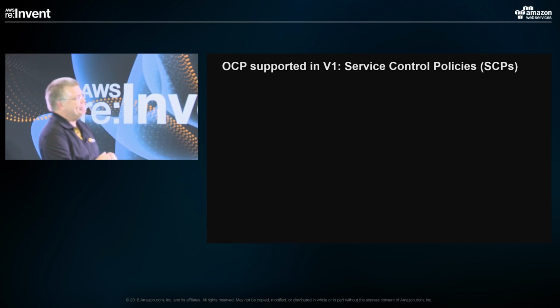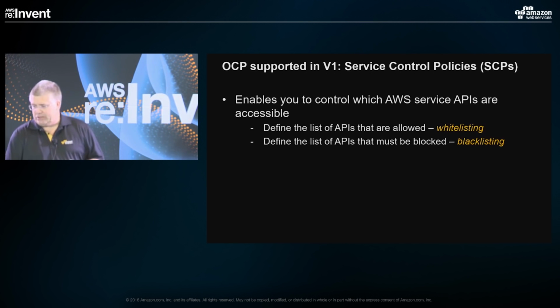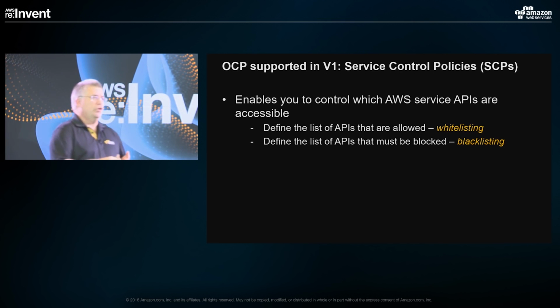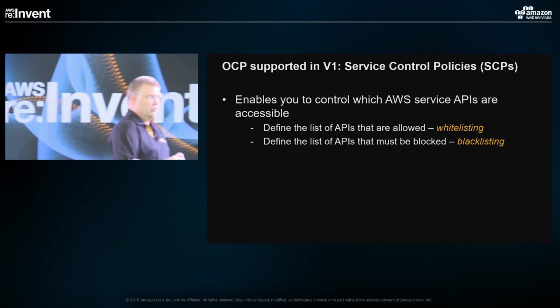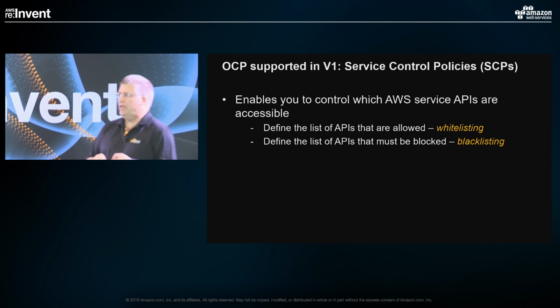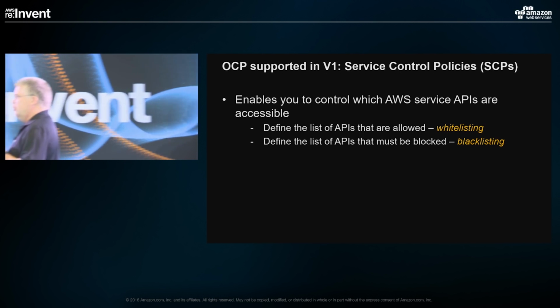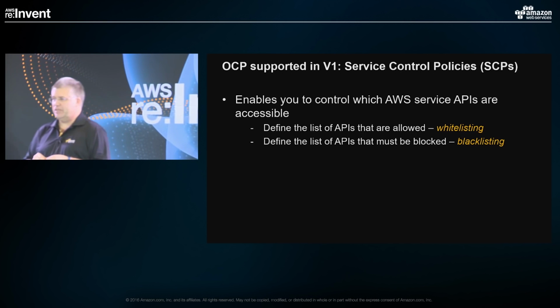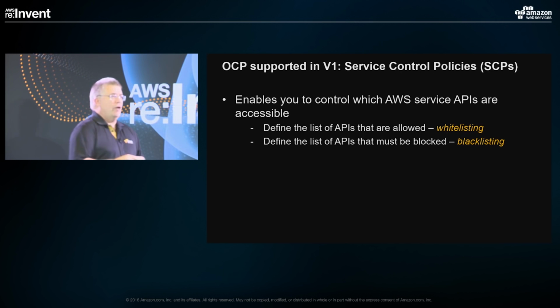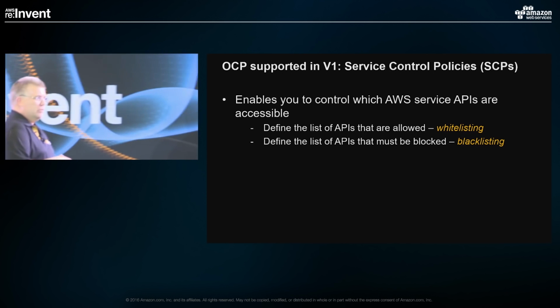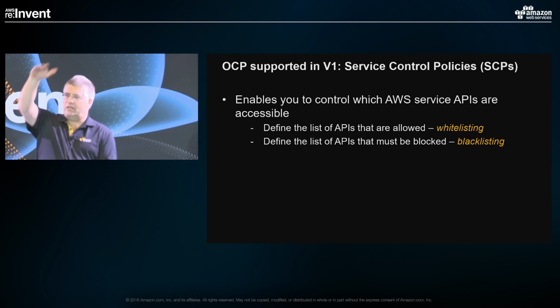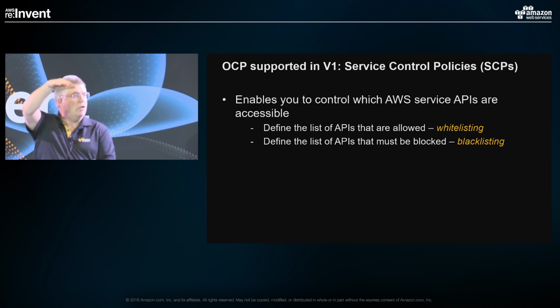Service control policies. Service control policies do what? They enable you to control which service APIs are accessible in an account. It doesn't mean that you suddenly grant people access to APIs. You're just saying they're accessible. The users in the account still need IAM permissions. You can create either whitelisting or blacklisting control policies. Effectively, you can say, here's the list of service APIs, like run instance, put object, create queue, whatever the APIs are, that my organization has authorized that we should be using on all our AWS accounts. If it's not on the list, it's going to be blocked.